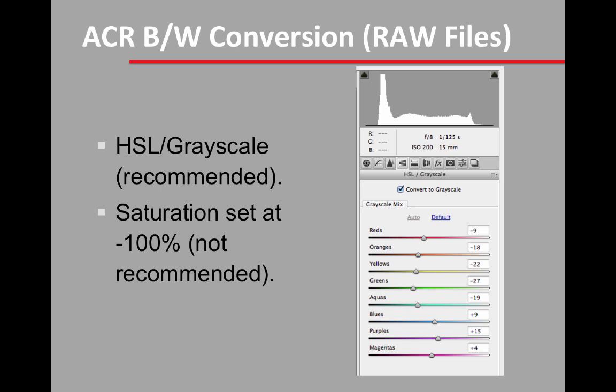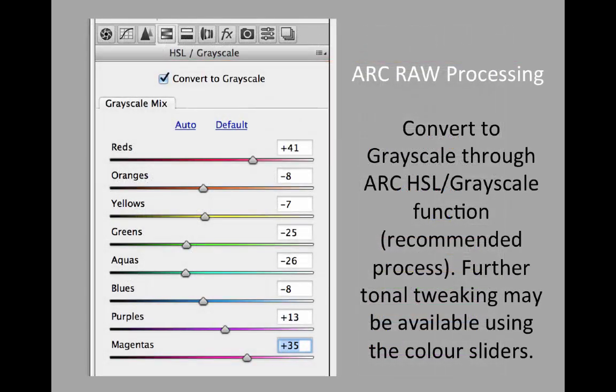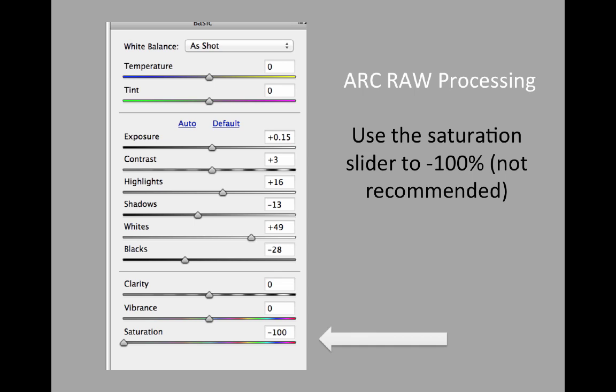Now, I found with some images it does change the tonality a little bit, others it doesn't, but it just depends on what's been recorded. Another way you can do it is set the saturation at minus 100%. It should be ACR, Adobe Camera Raw, not ARC. You click on that conversion, and then some of the sliders will automatically go to these settings, but you can adjust that a little bit more. The one I don't recommend is just going to saturation and setting minus 100%. That works. It'll turn it into a grayscale, but it's not the best option in my view.